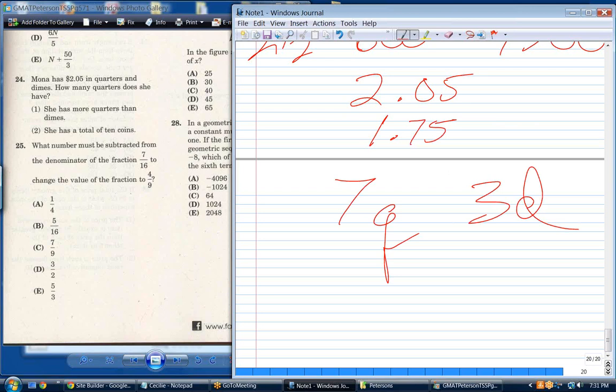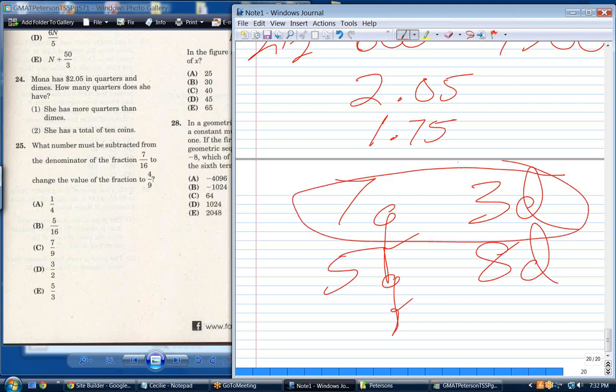You would also have 5 quarters and 8 dimes. But that's the only two combinations, and only one of those. In other words, number one actually does pin it down. If she has more quarters than dimes, she has to have precisely 7 quarters and 3 dimes. Well, then 2 works too. She has a total of 10 coins. You're right. 2 does work.